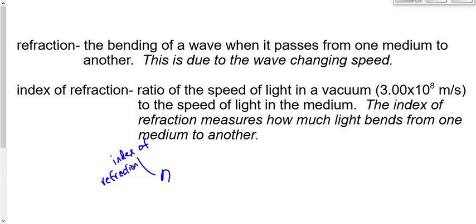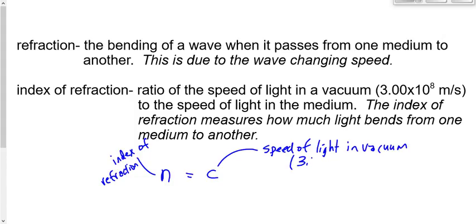It is equal to c. C is the speed of light in a vacuum, which is 3.00 times 10 to the 8 meters per second. So that number will always be the same. It's a constant, 3.00 times 10 to the 8 meters per second.